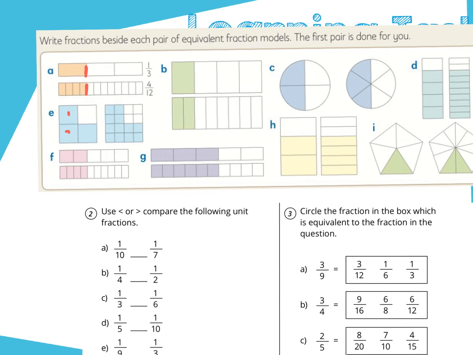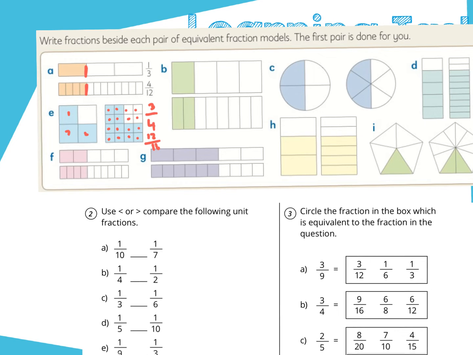I can count these 1, 2, 3. So that's 3 quarters. There's 4 in total. 1, 2, 3, 4, 5, 6, 7, 8, 9, 10, 11, 12. 12 is the denominator there, and then 13, 14, 15, 16 is the denominator there.